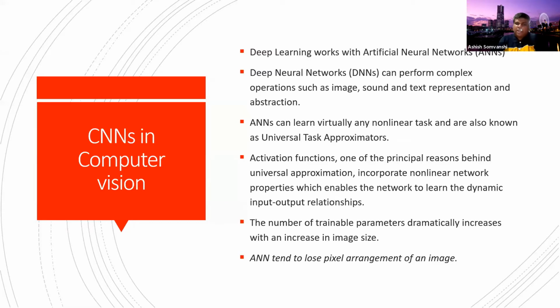The number of training parameters dramatically increased. That was a drawback for the ANN. Another drawback was that ANNs tended to lose the pixel arrangement of an image. We'll move on to see convolution networks and how this works, where the neural networks in fact work, and how this damage was done.